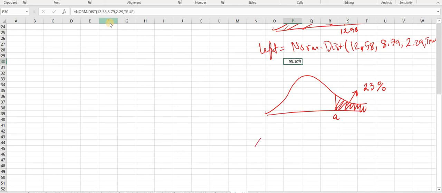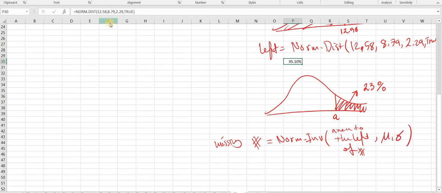The missing number is equal to NORM.INV of the area to the left of that missing number, comma, the mean, comma, the standard deviation. And we don't have the area to the left of the missing number A in this case. So we need to find it.